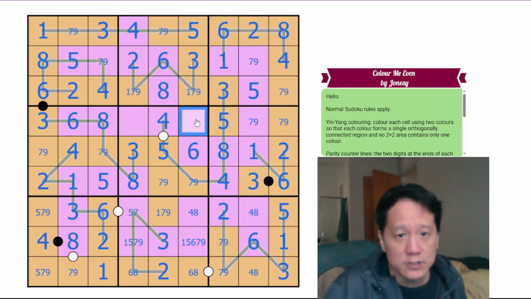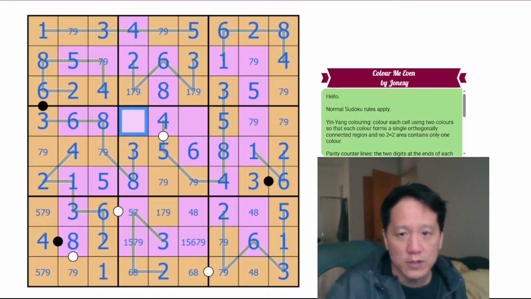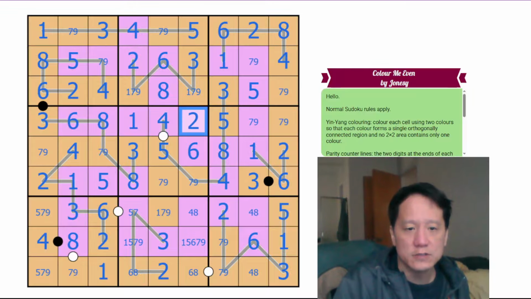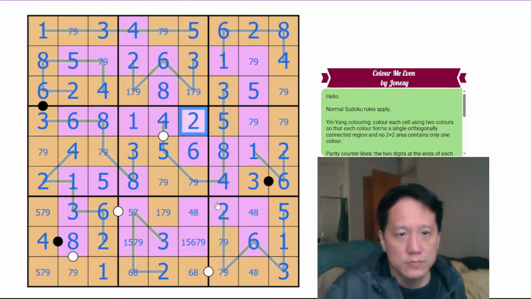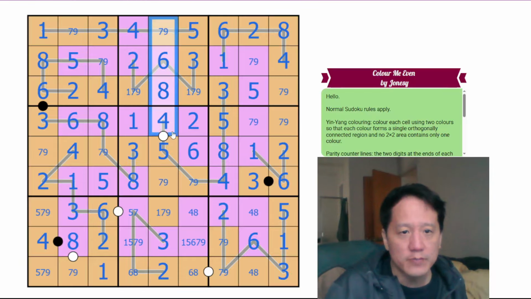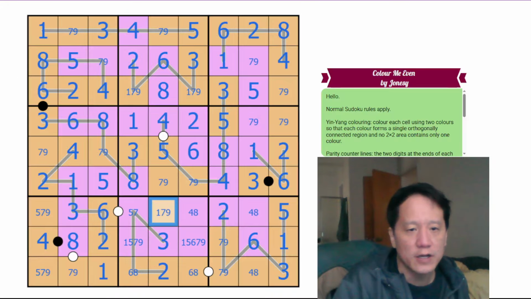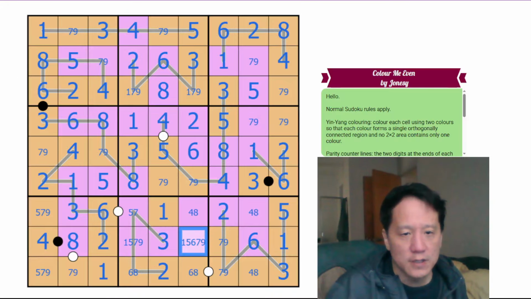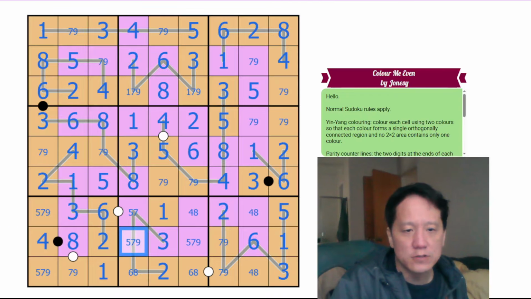The remaining digits in row 4 are 1 and 2. 2 cannot be here because of 2 in the column. So this is 1. This is 2. We have a 7, 9, 7, 9 pair in column 5, which eliminates 7, 9 in the rest of the column. So this can't be 7 or 9. It's 1. This can't be 1 or 6. No 1 here.